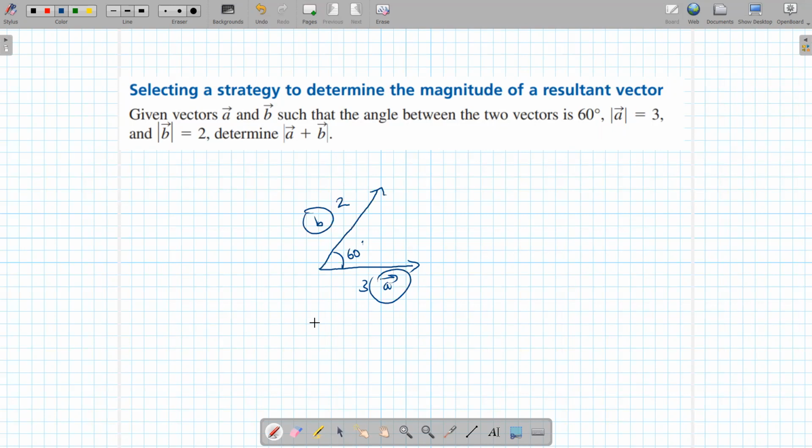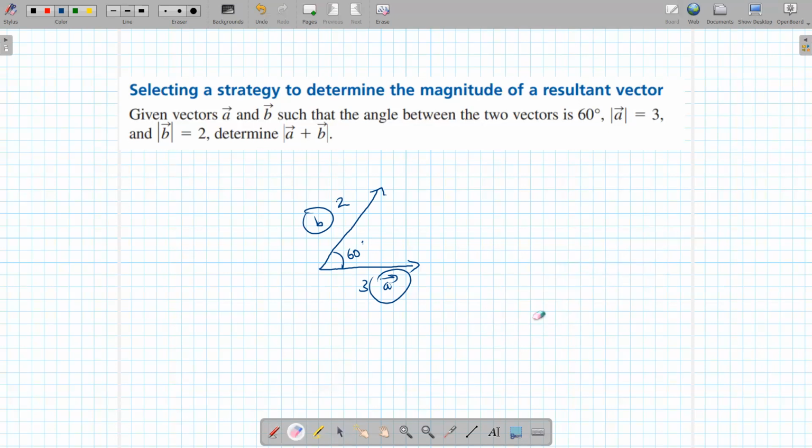Is the answer 5? Or is this a trick question? What do you think? I'm gonna brainstorm. The answer would be 5 if you could just kind of twist the B and add it here, right? Then it would be 5. The answer to this is no, it's not going to be 5 because the angles between them are different. So you can't just straight up add them up. You can't just straight up make them longer.